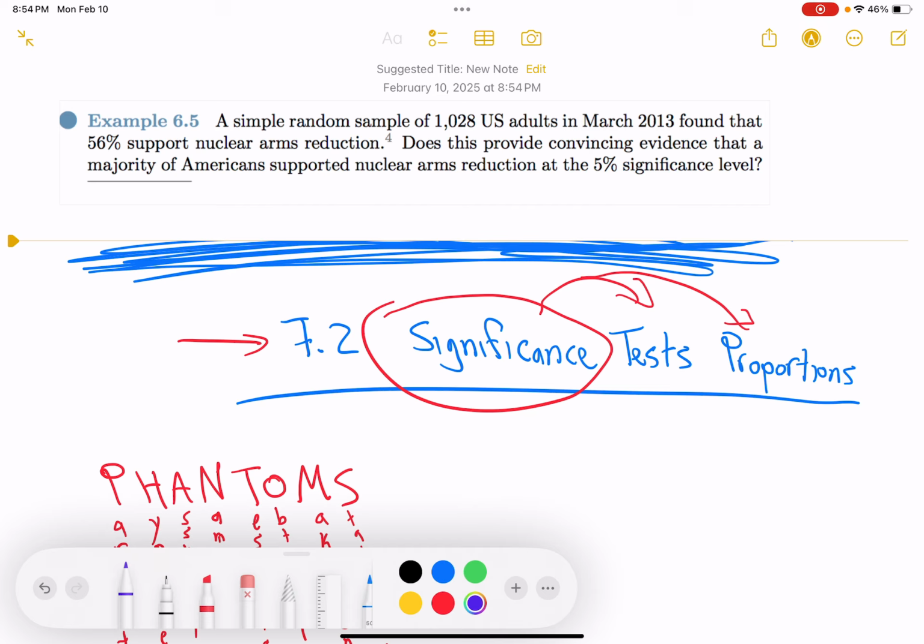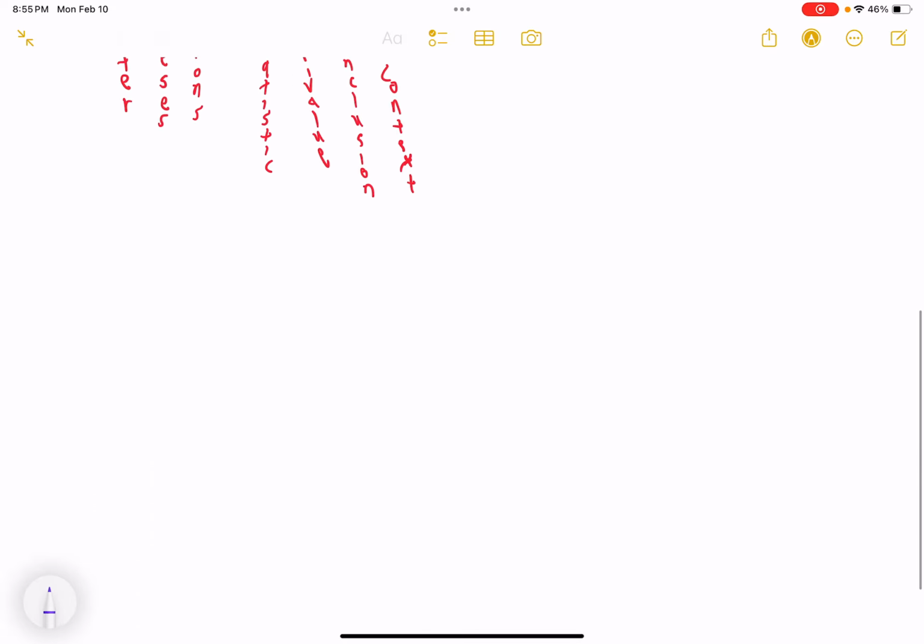Does this provide convincing evidence that a majority of Americans supported nuclear arms reduction at the 5% significance level? Now, when it says, does this provide convincing evidence, that's when you know you're going to do PHANTOMS, right? When they're asking for convincing evidence for something, we're normally doing a hypothesis test. So, a couple things we should know. Let's go in order. Let's start with PHANTOMS.